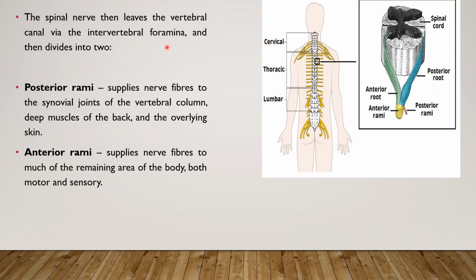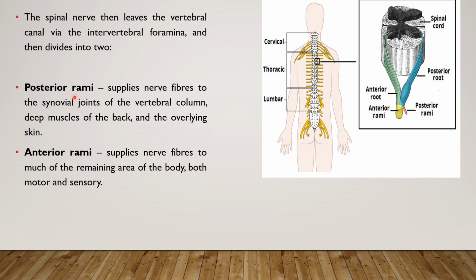After leaving the vertebral canal, they divide into two. We have told this is the vertebral canal. They leave the vertebral canal, they join together as one nerve, and again they divide into two, posterior rami and anterior rami, to supply different parts of the body. The posterior rami supply the synovial joints of the vertebral column, deep muscles of the back, and the overlying skin. The anterior rami supply nerve fibers to the remaining part of the body, both motor and sensory.